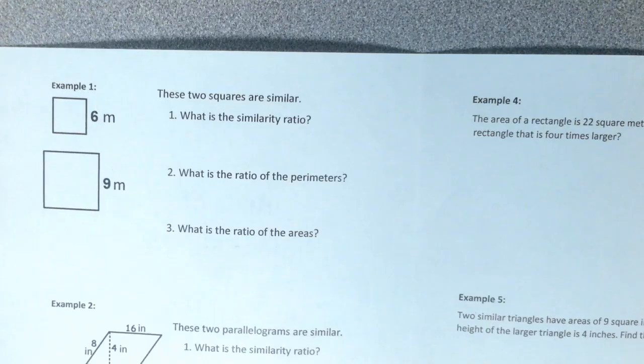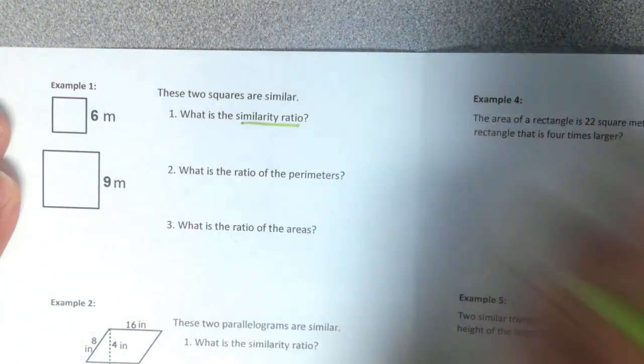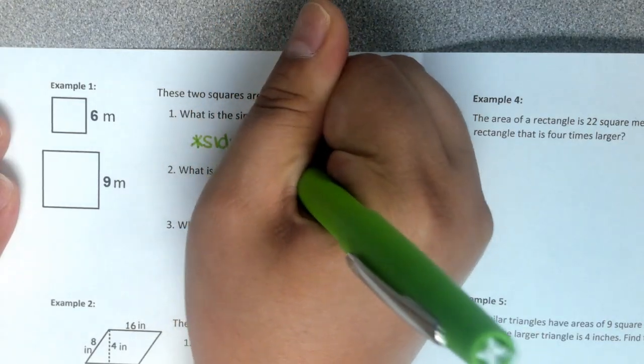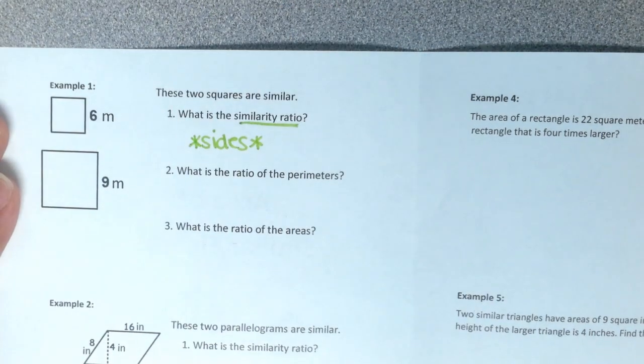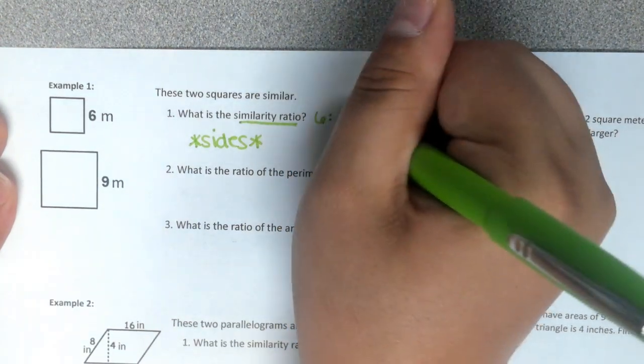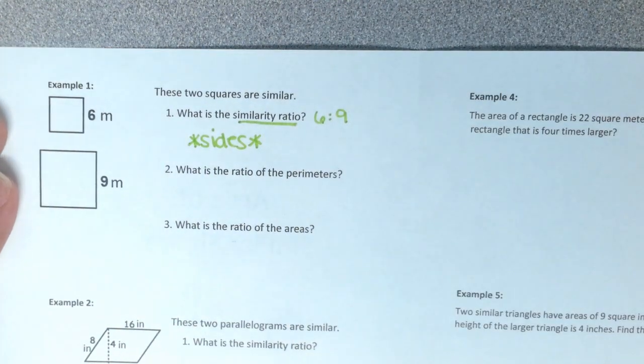Today we're going to talk all about similar ratio or similar scales, is what it says on some of your homework problems. What is the similarity ratio of these two squares? So, hold on. When you're doing a similarity ratio, everybody underline that, you are comparing the sides. What is one of the sides? 6. What is the other side? 9.